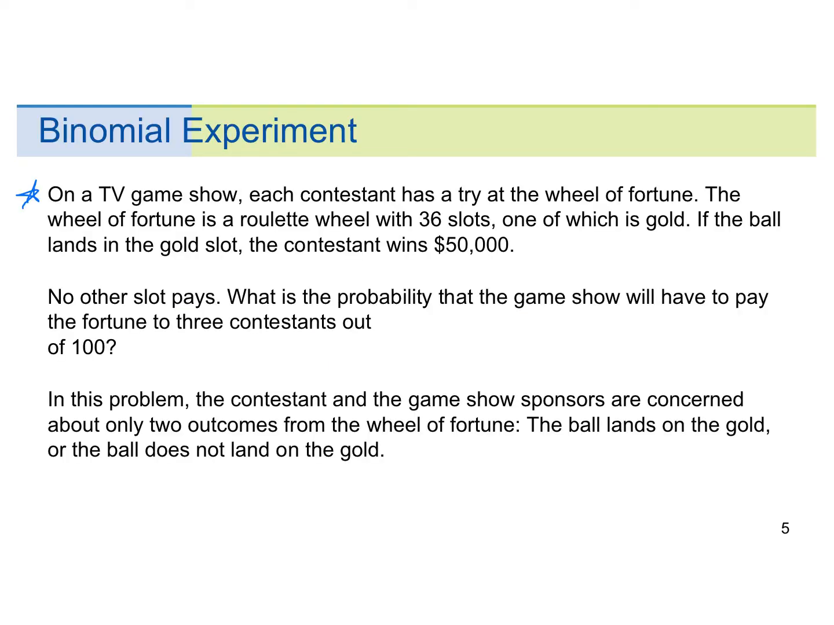First example I'm going to do today. On a TV game show, each contestant has a try at a Wheel of Fortune. The Wheel of Fortune is a roulette wheel that has 36 slots. One is gold. If that ball lands on that gold spot, you win $50,000. From this statement, only one out of the 36 slots is good. That has gold on it, right? That is your success.